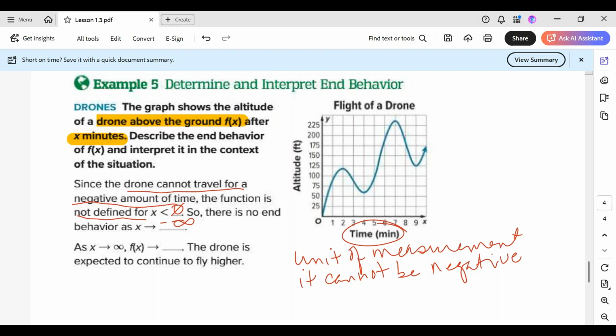Now, when we look at our graph, notice it keeps increasing. There's an arrow pointing up. So as x goes to positive infinity, f of x goes to positive infinity. The drone is expected to continue to fly higher.